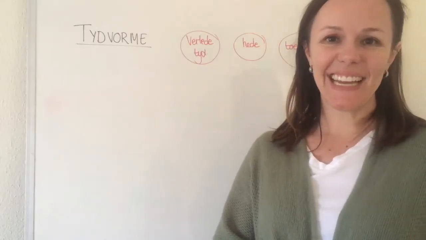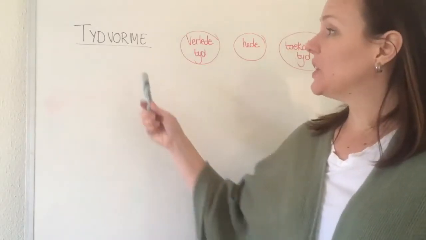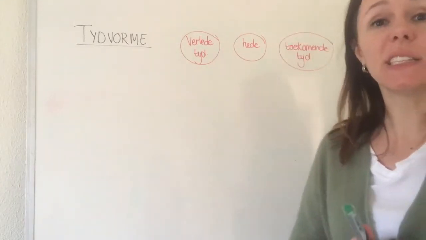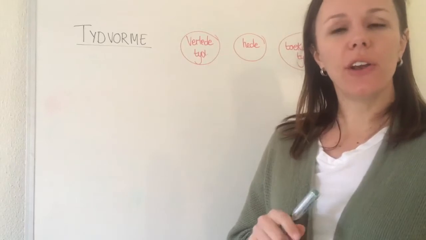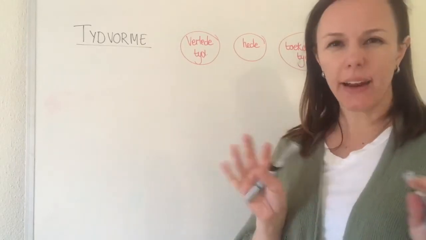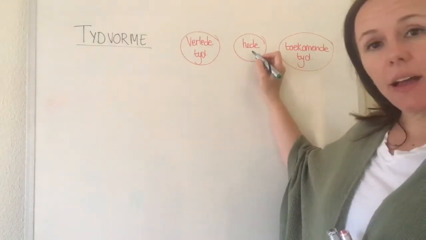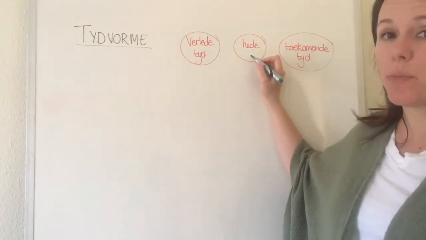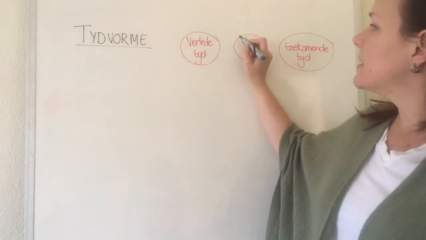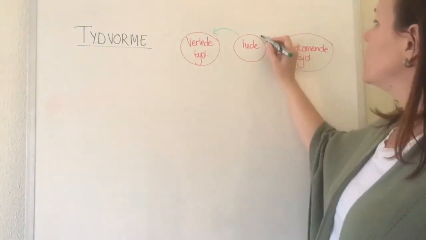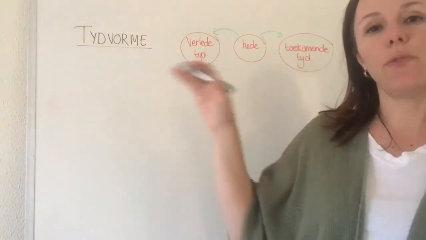Grade 6s. Today we are going to look at Tydvorme, which is tenses. Now we've done this before, but today we are learning a new way to do it a little bit differently. Just to remind you, hede means right now. It's the present tense. Verlede tyd is the past tense. It's already happened. Toekomende tyd is the future tense.